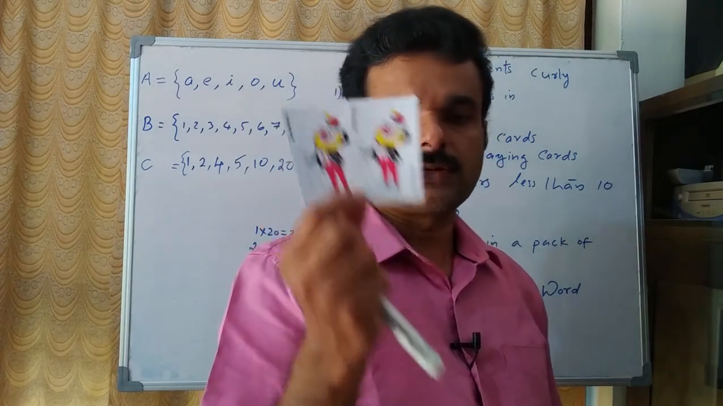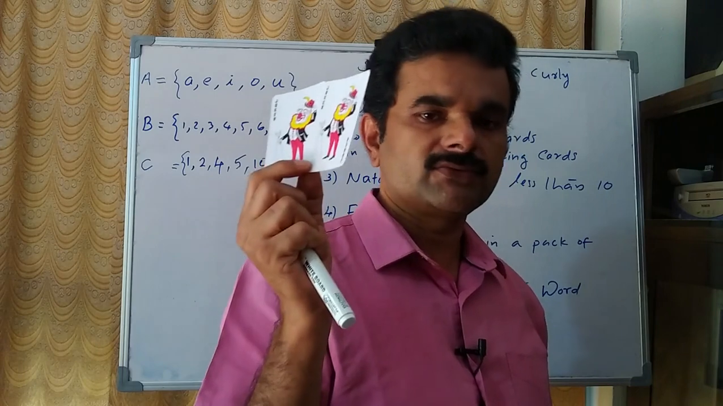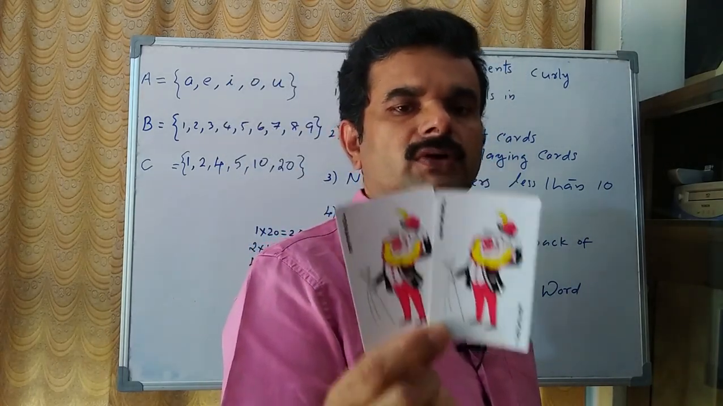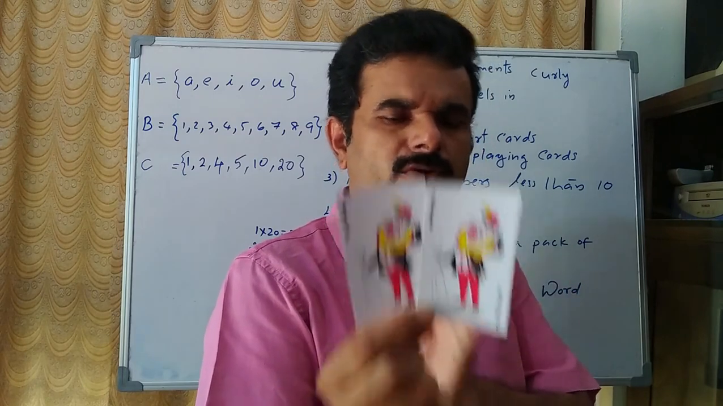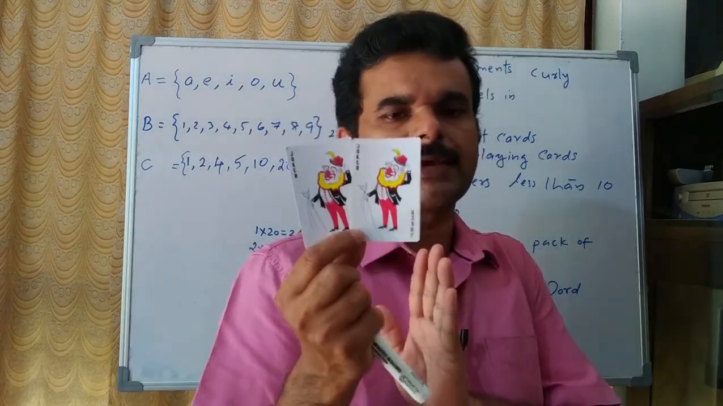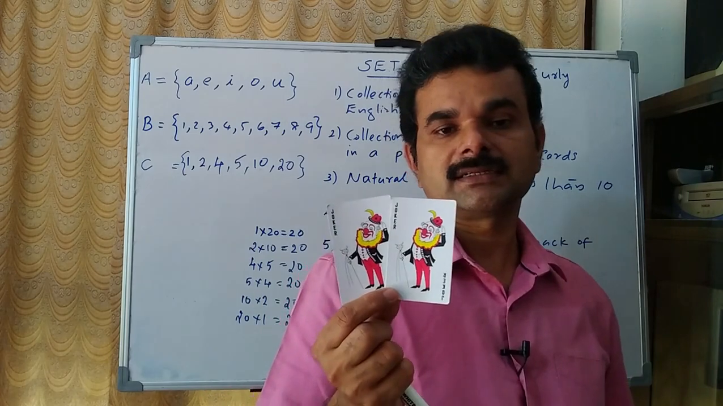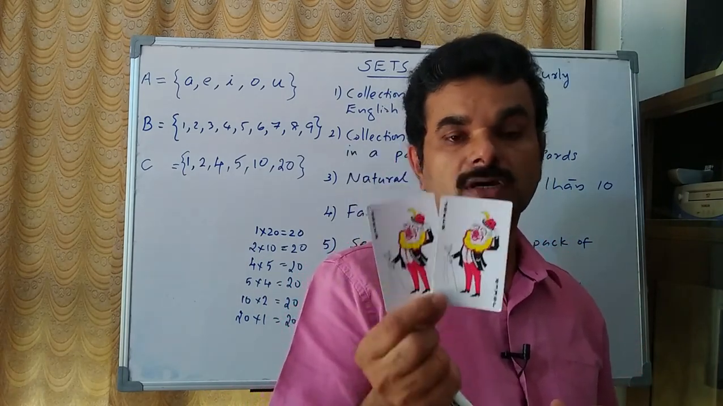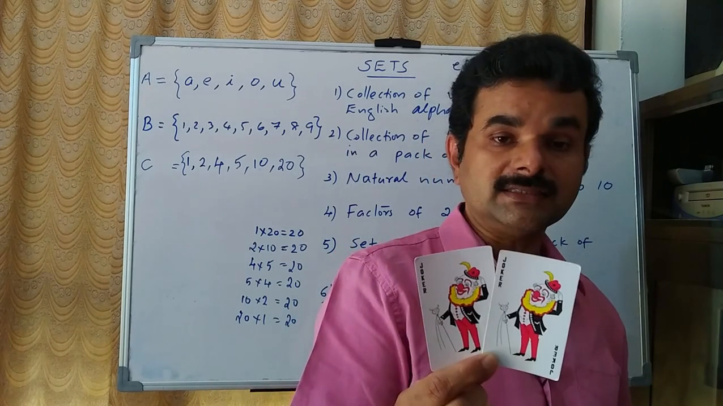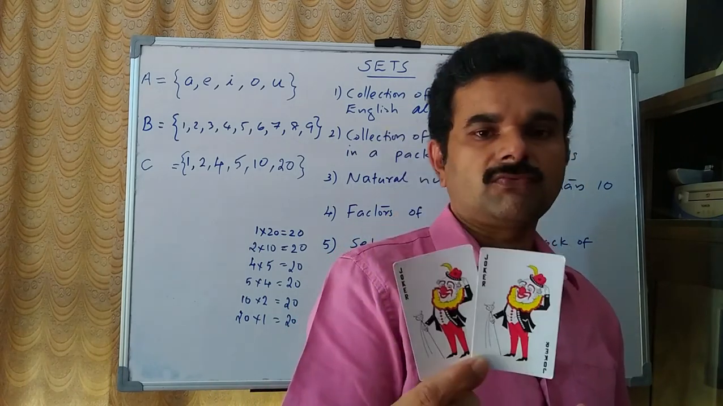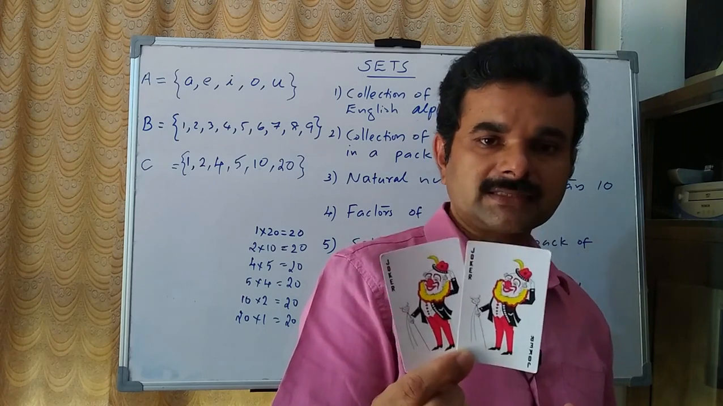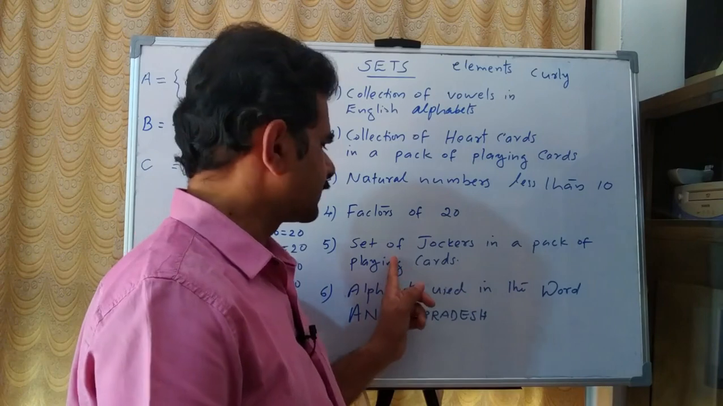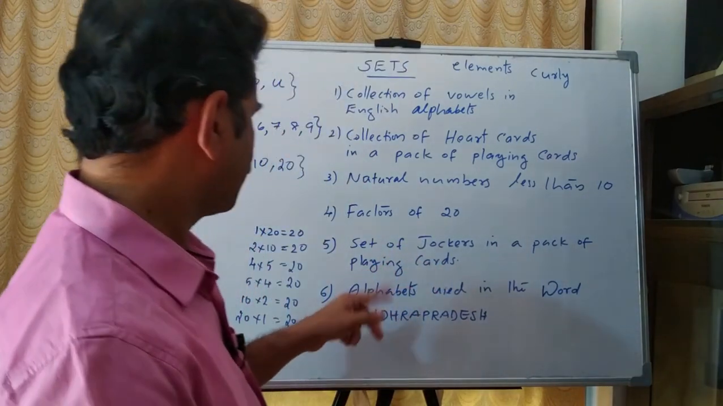So the collection of all joker cards from a pack of 52 cards can be considered as a set. So set of jokers in a pack of playing cards, or collection of jokers from a pack of playing cards, can be considered as a set. Okay, so this is another example for a set.